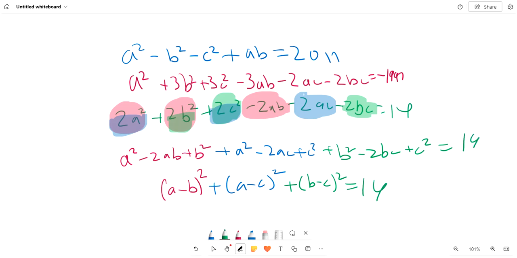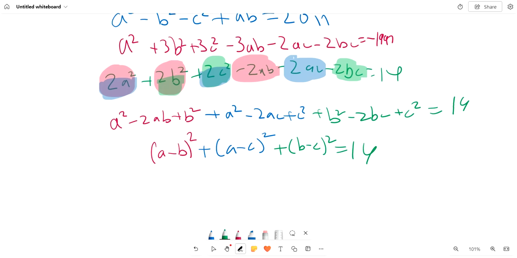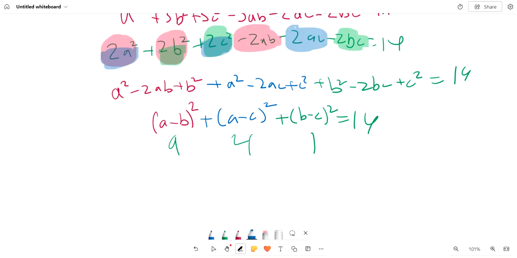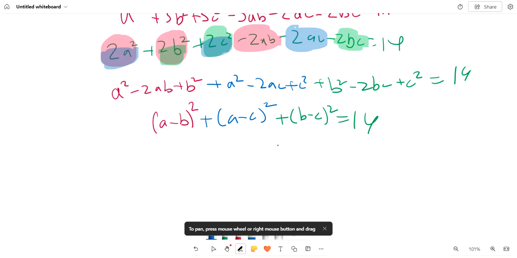And then we also know that these are all positive integers, so these squares also have to be positive integers. And so this has to be 9, this has to be 4, and this has to be 1. That's the only configuration of squares that'll sum to 14. And so, obviously, because A is greater than B is greater than C, it's obviously A minus C will be the greatest difference. So this will equal to 9.